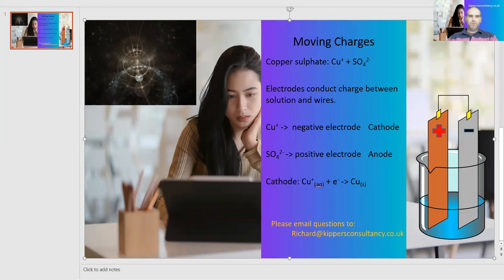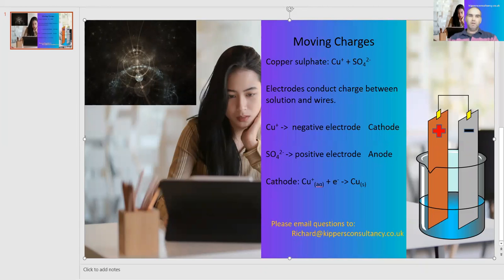This video follows on from the video on current. In this video, I would like to talk further about the movement of particles such as electrons and ions, and also how to measure their movement.